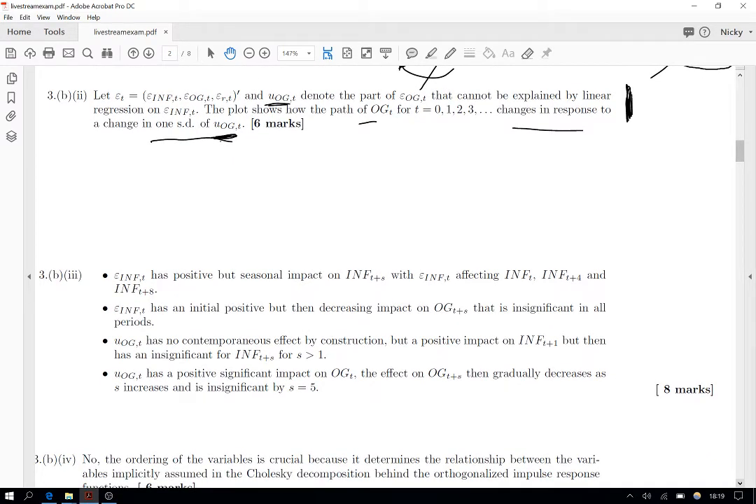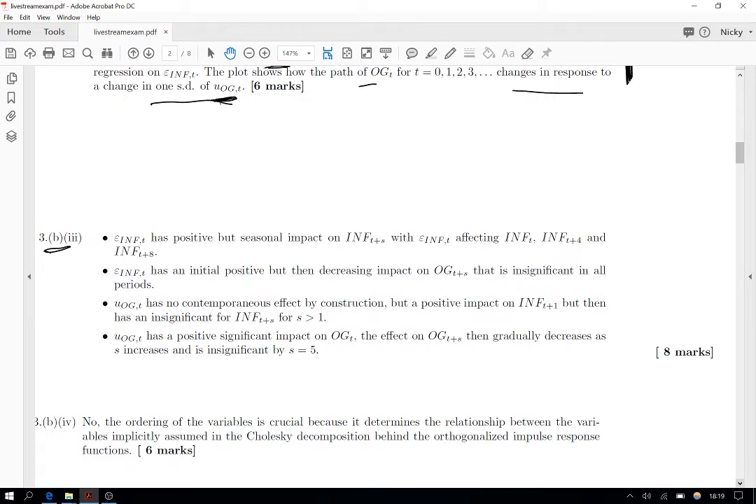So the next part then, 3b part 3: briefly summarise what the impulse response functions in figure 7 tell the researcher about the relationship between inflation and the output gap. So in essence, you'd be expected to interpret the graphs. So what can we see then?